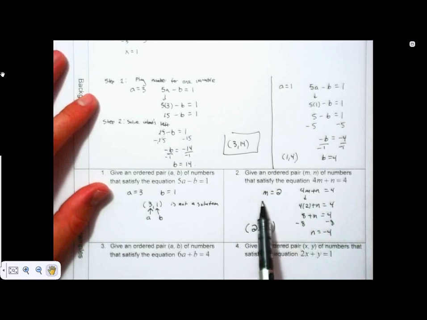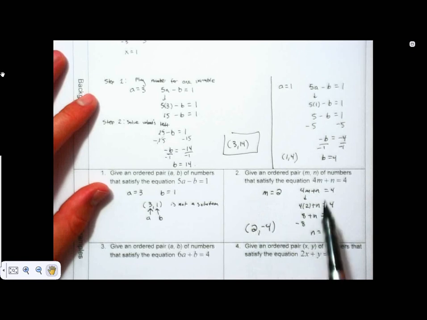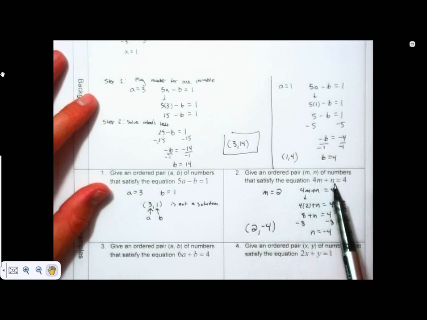Now, of course, you didn't have to choose M equals 2. But what you would want to do is plug your numbers in to the original equation and make sure it works out. In my case, 4 times 2 is 8, plus negative 4 is 4, so mine checks out. Does yours?